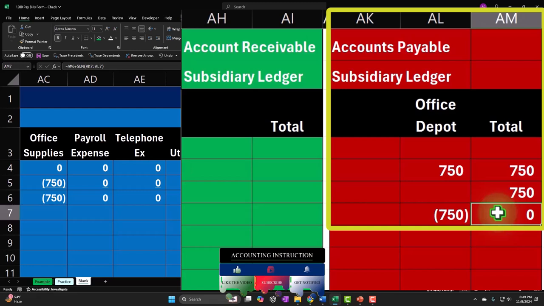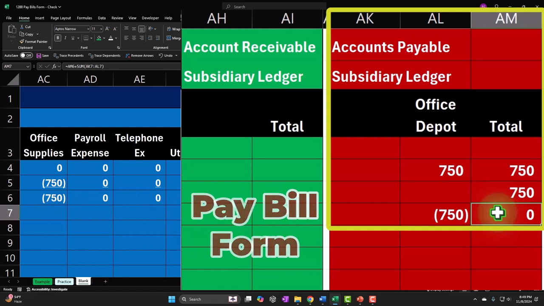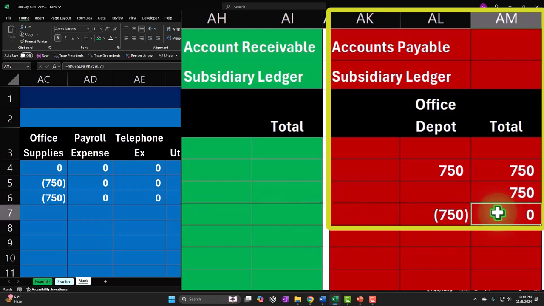Remember that accounting software will often help us with this transaction as we enter the pay bill form, adjusting the accounts payable ledger for us. Accounting software like QuickBooks forcing us to do that is cool, but also causes problems sometimes. Sometimes accounting software doesn't force us to keep these two subledgers in balance, and that becomes a problem.